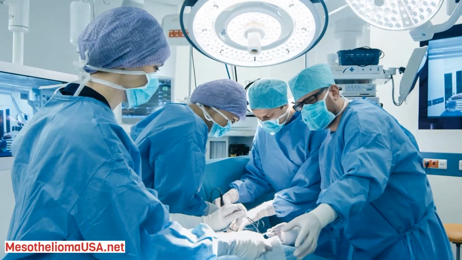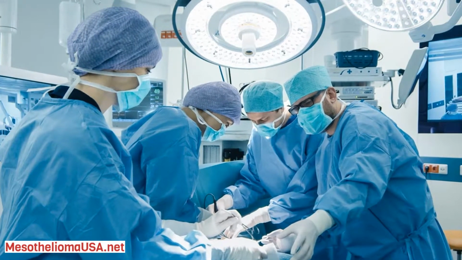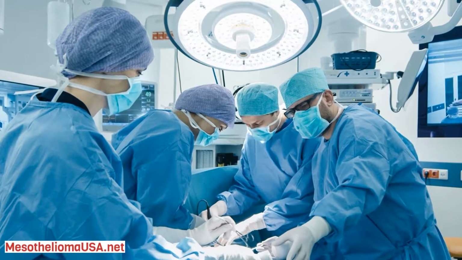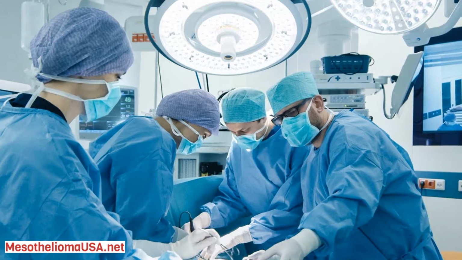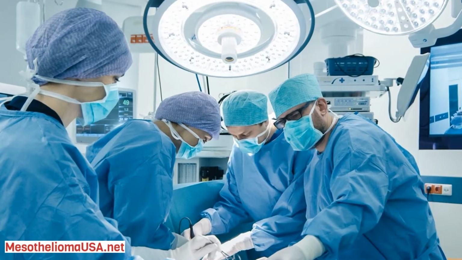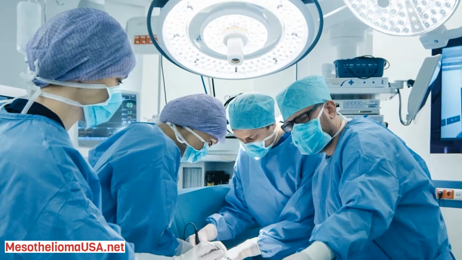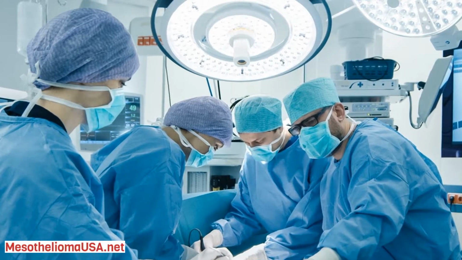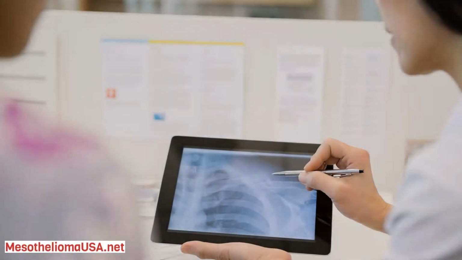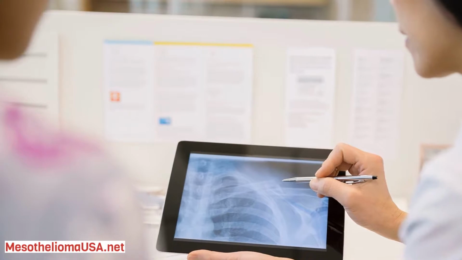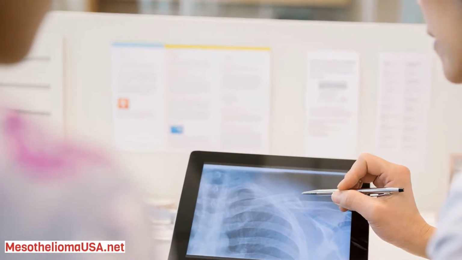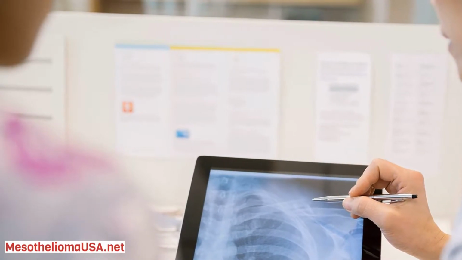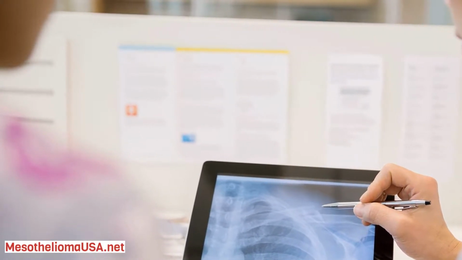Because the disease is rare and has symptoms similar to other more common and less serious conditions, doctors sometimes confuse it for a different illness or another type of cancer. It is common for patients to be initially misdiagnosed with other conditions before receiving a mesothelioma diagnosis. Pleural mesothelioma can be misdiagnosed as pneumonia or lung cancer, and peritoneal mesothelioma may be misdiagnosed as a more common abdominal cancer.